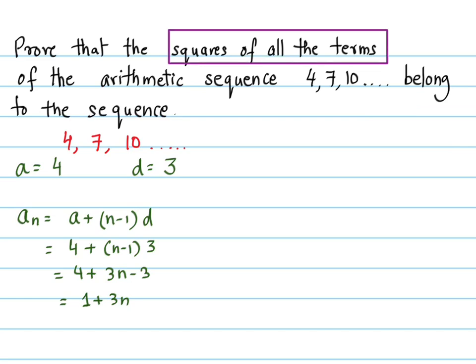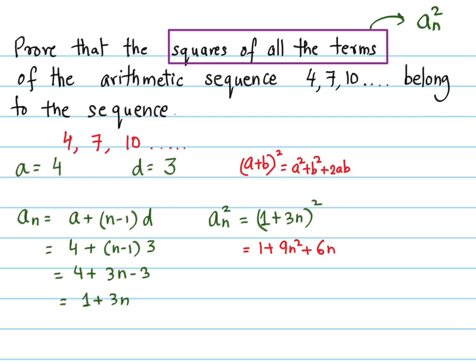Now squares of all the terms, that means 4 square, 7 square, 10 square should also belong to the same sequence. That's what they are saying. So let's do an square. So 1 plus 3n whole square, we'll use the formula for a plus b whole square. And we can open the bracket, it will become 1 plus 9n square plus 6n.